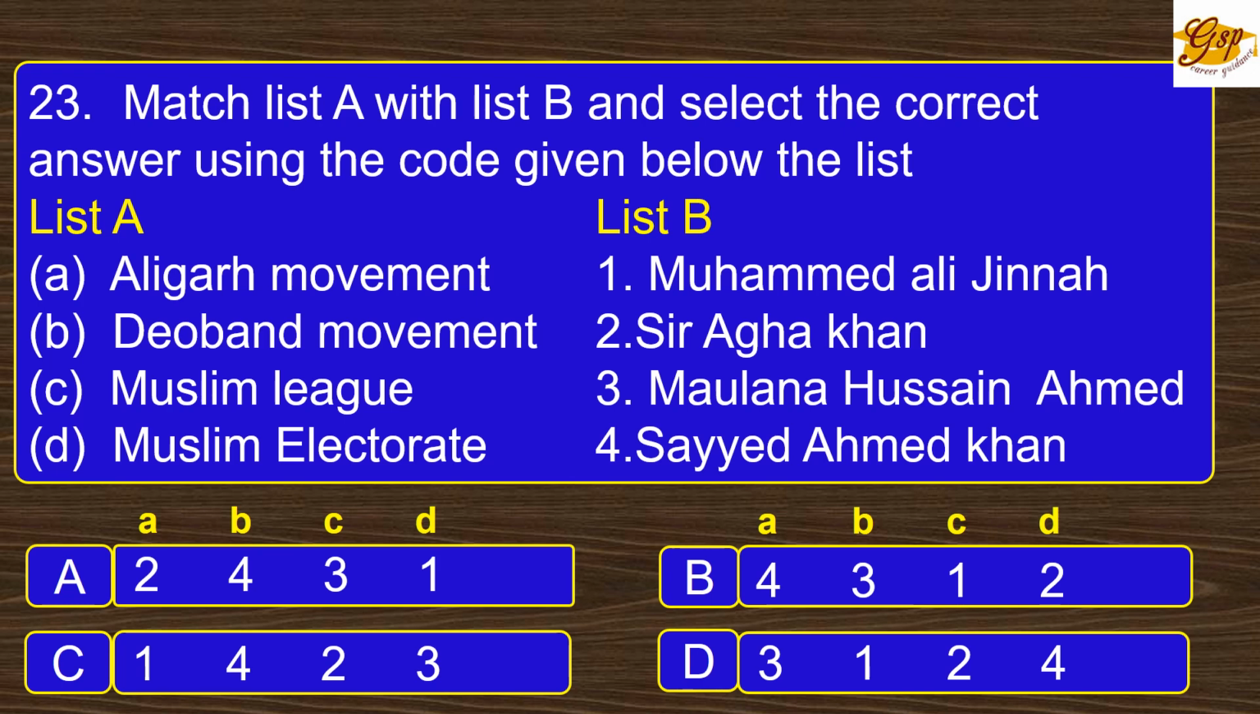23rd question. Match list A with list B. Select the correct answer using the code given below the list. Aligarh Movement, Muhammad Ali Jinnah, Deoband Movement, Sir Aga Khan, Muslim League, Maulana Hussain Ahmad, Muslim Electorate, Syed Ahmad Khan. The correct answer is B, 4312. Aligarh Movement, Syed Ahmad Khan. Deoband Movement, Maulana Hussain Ahmad. Muslim League, Muhammad Ali Jinnah. Muslim Electorate, Sir Aga Khan.